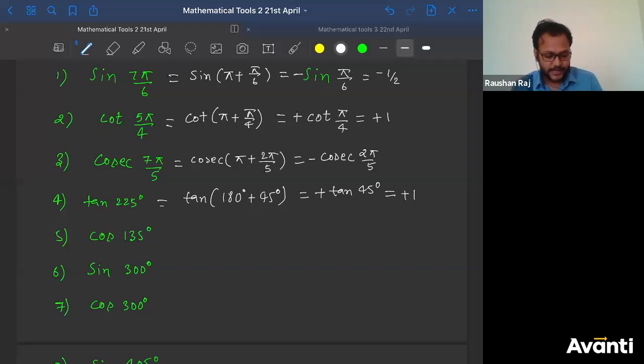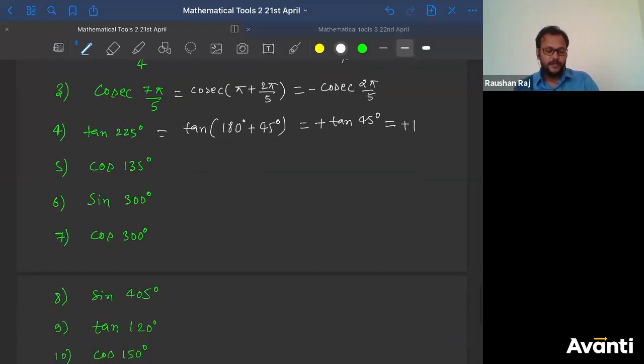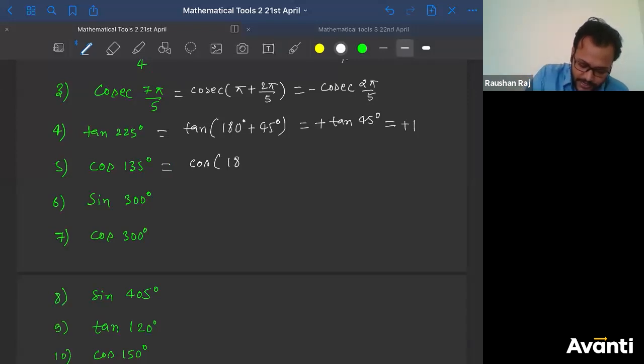Now let us go to the next question. Question number 5: cos 135 degrees. 135 degrees is less than 180 and greater than 90. Can I write this as cos of 180 degrees minus 45 degrees? Cos 135 can be written as cos 180 degrees minus 45 degrees, right? If you subtract 45 from 180, you'll get 135.